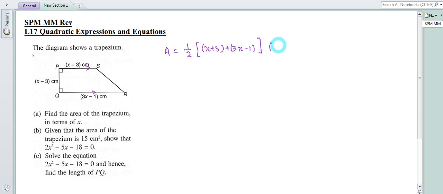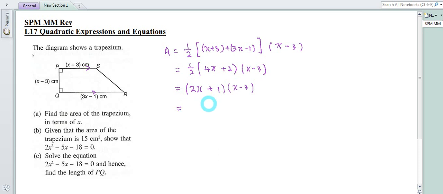Okay, then we need to times the height, right? Still remember? So this one I just copy first. x plus 3x, you get 4x. 3 minus 1, you get 2. So this one I just copy. Okay, then this is 1 over 2. I bring it first. Times 4x times 2, I get 2x plus 1. Remember to put a bracket here. Okay, so x minus 3.